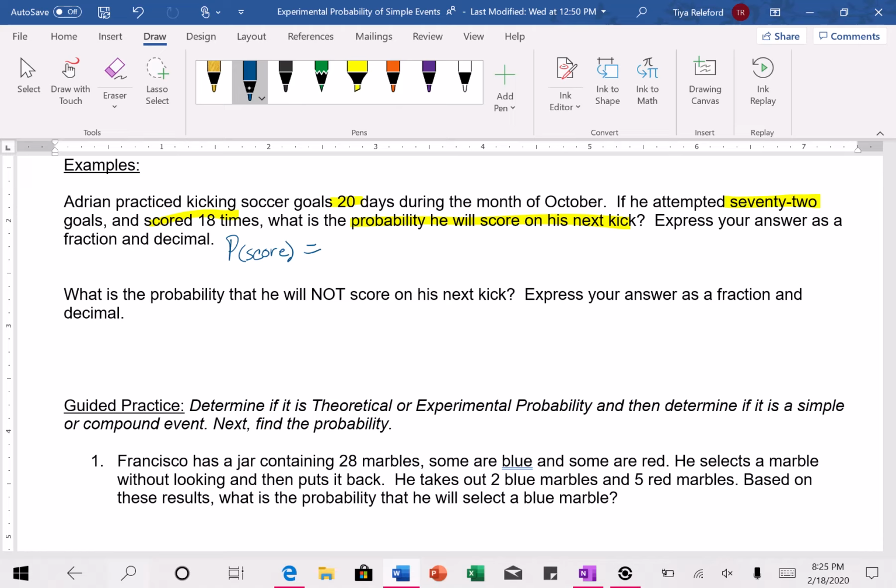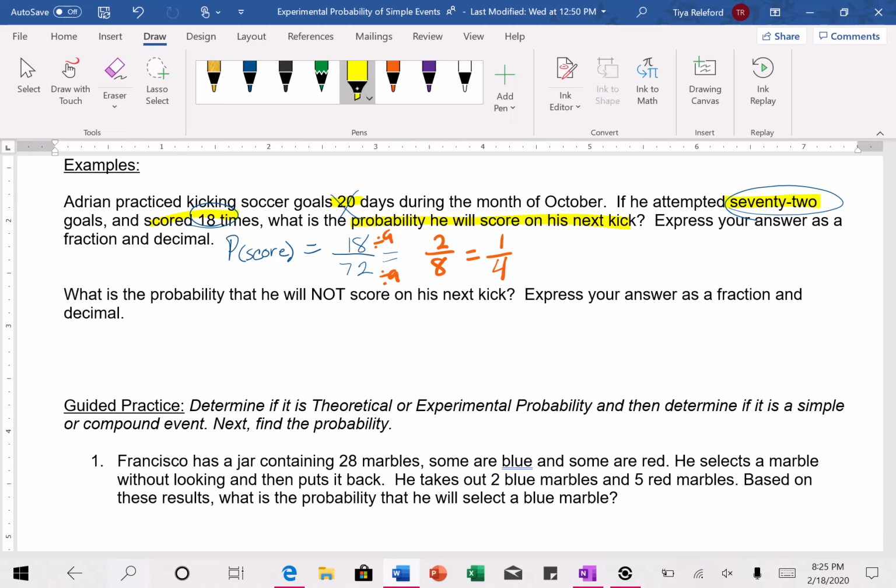You try a whole lot before one actually makes it in. So, on the top goes what we want. We want how many times he actually scored. He actually scored 18 times. How many times did he actually kick? 72 times. 20 is a trick. Now I'm going to recommend that you simplify by 9. That'll give you 2 over 8, and then you can simplify by 2 and get 1 over 4.